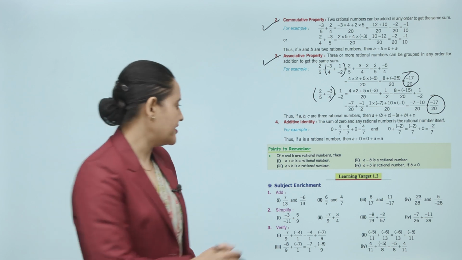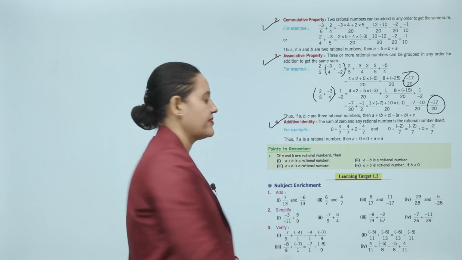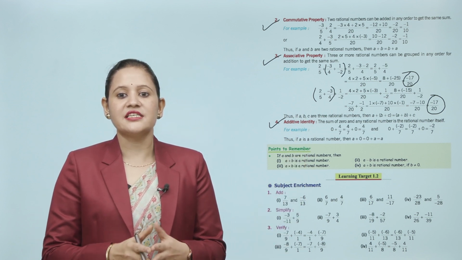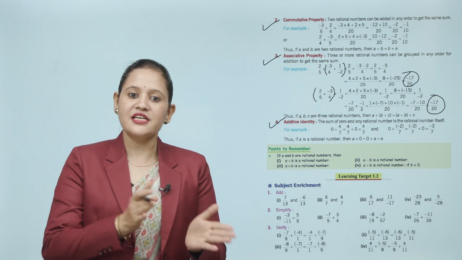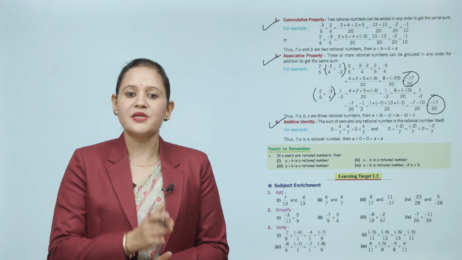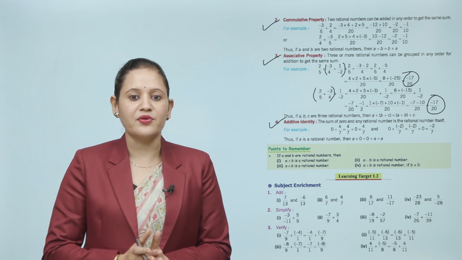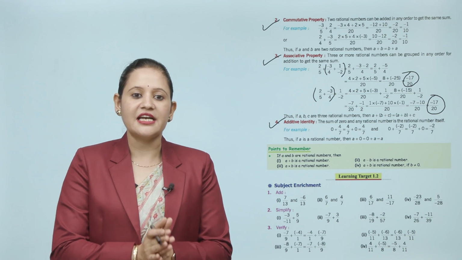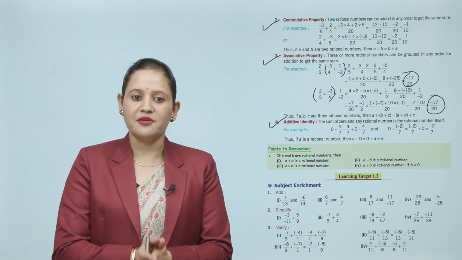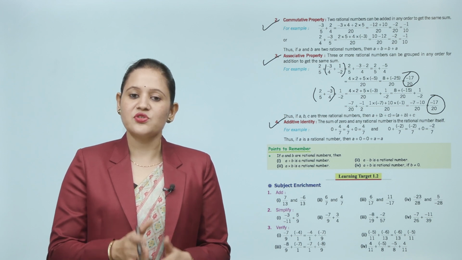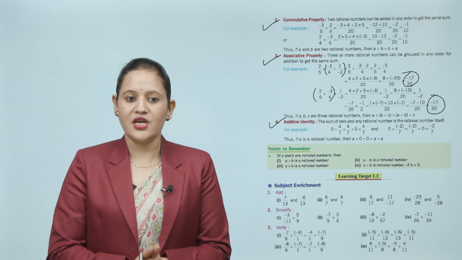Next, additive identity. The sum of 0 and any rational number is the rational number itself. Means if we add 0 to any rational number, we'll get that rational number only. So 0 plus 4 upon 7, we'll get 4 upon 7 plus 0, that is equals to 4 upon 7. So 0 is the identity for rational numbers. Thus, if a is a rational number, then a plus 0 equals 0 plus a equals a.